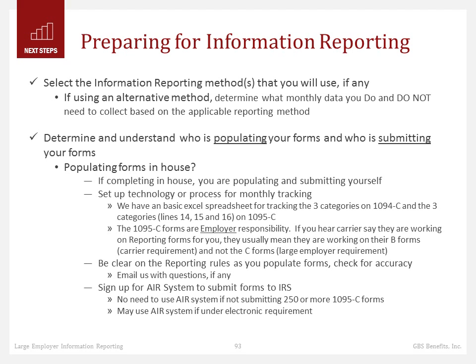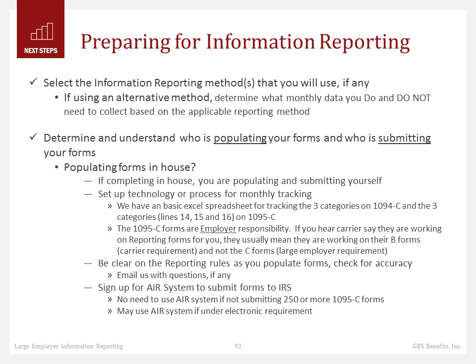The third thing is select the information reporting method that you will use, if any. In other words, we talked about the alternative methods, we talked about the general full methods. Decide what you're going to do and then identify which data you do and do not need in order to collect it and actually report. The next step is determine and understand who is populating your forms, who is submitting your forms, and who is delivering, we need to add this, who's delivering the forms to your employees. So we're going to talk about this if you're doing this in-house, and then we're going to talk about this if you're doing this with a vendor.